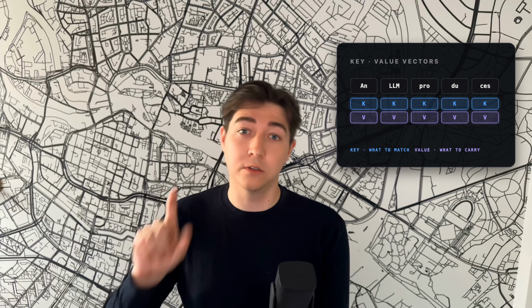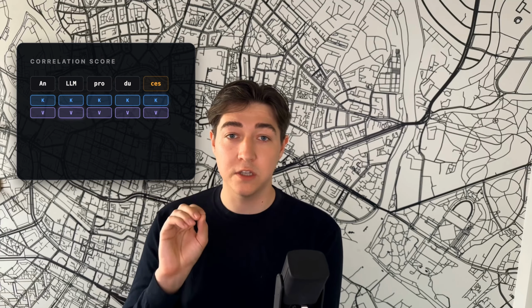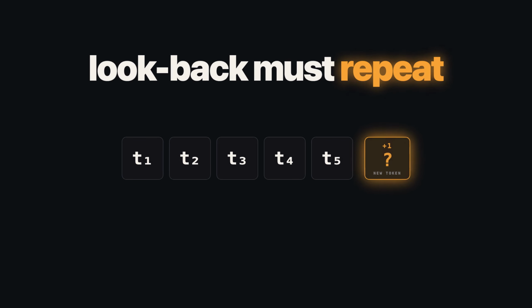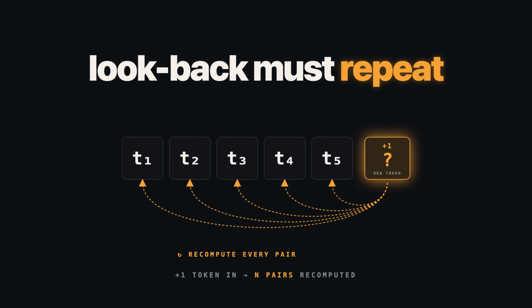For each previous token, the LLM builds two vectors called key and value. Those vectors contribute directly to the model's understanding of how this token actually correlates with whatever the model is trying to generate next. The problem is that this looking back process has to repeat for every single new token.